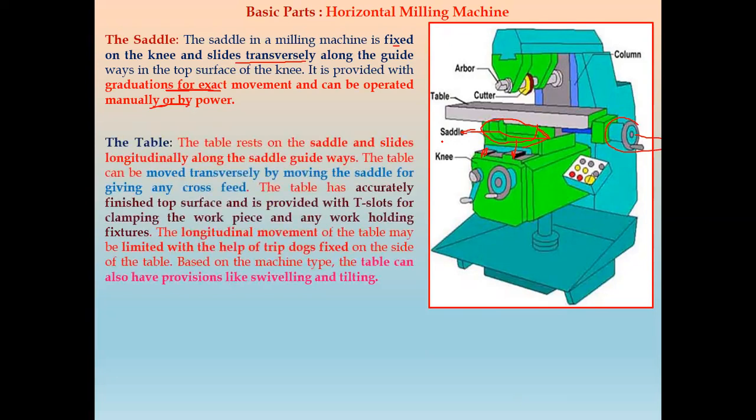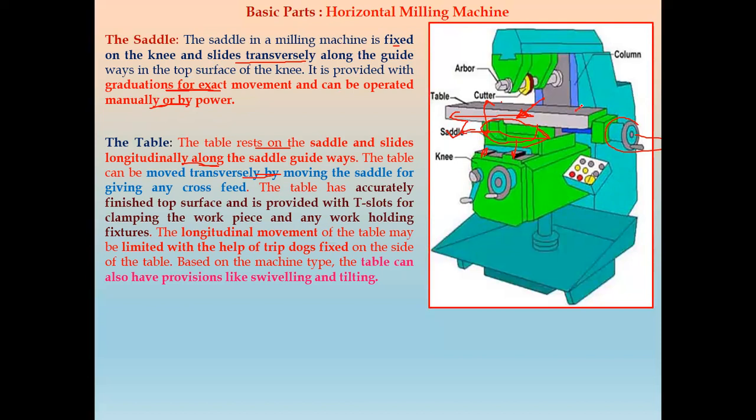Next part is the table, that is the work table. The table rests on the saddle, and it can slide longitudinally. So it can slide along this direction, the longitudinal direction. And also the table can move transversely by using the saddle. So both motions are there, the transverse motion as well as the longitudinal motion. Both motions are possible by using this saddle and work table.